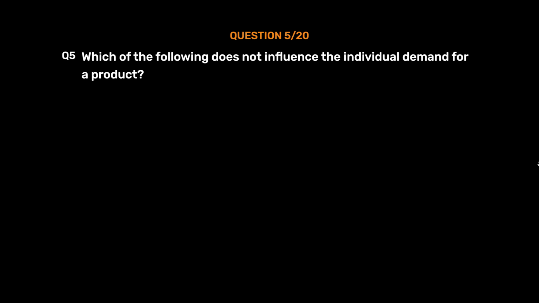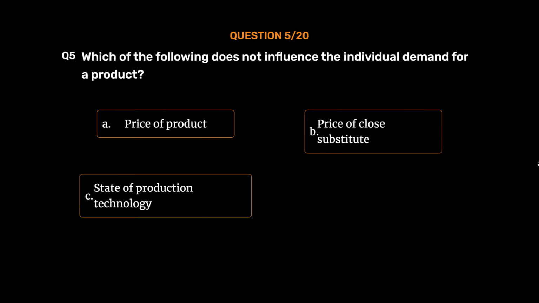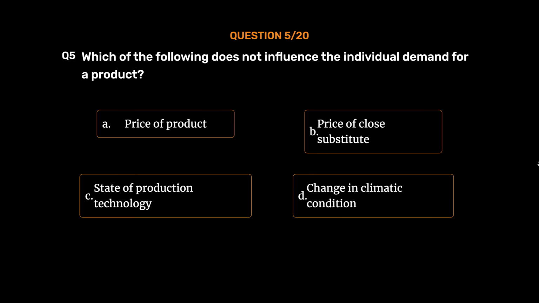Question number 5. Which of the following does not influence the individual demand for a product? Option A, price of product. Option B, price of close substitute. Option C, state of production technology. Option D, change in climatic condition. The correct answer is Option C, state of production technology.